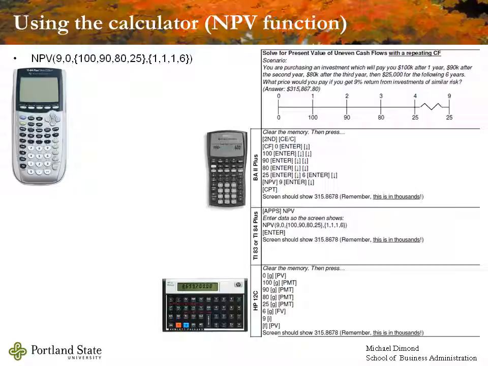Now, something that's very important to not get muddled with in the TI-84 Plus is that you don't put a comma at the end of the string of numbers. So you have the 100, 90, 80, 25. There's no comma at the end of that string of numbers, but there is one in between the two sets of curly brackets. Without the commas in the right place, again, this calculator will give you an error.